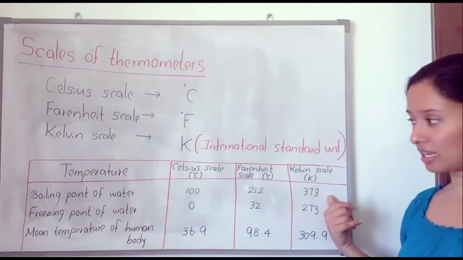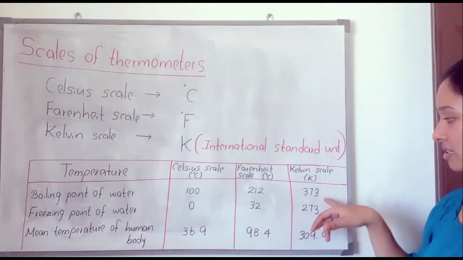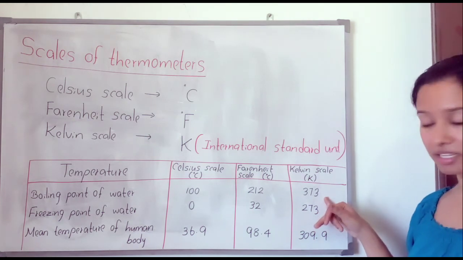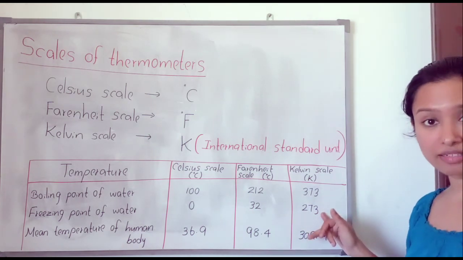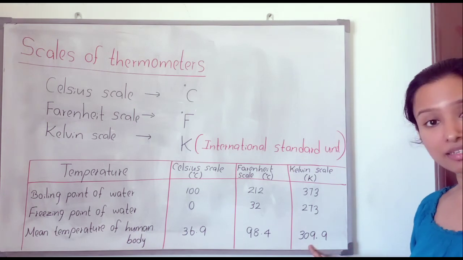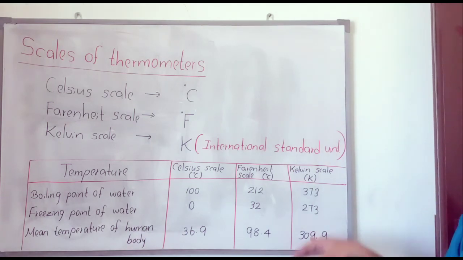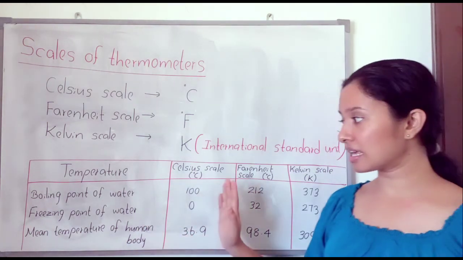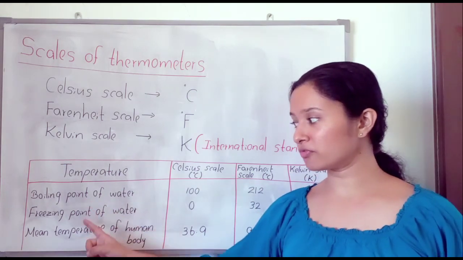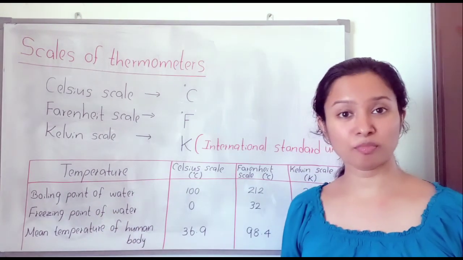Come to the Kelvin scale. The boiling point is 373. The freezing point is 273. Body temperature is 309. So you should know the temperature scales of these points: the boiling point, the freezing point and our body temperature.